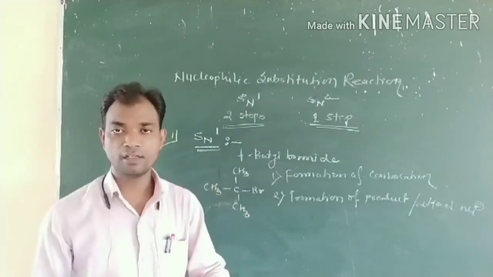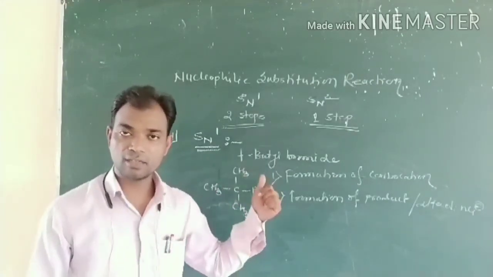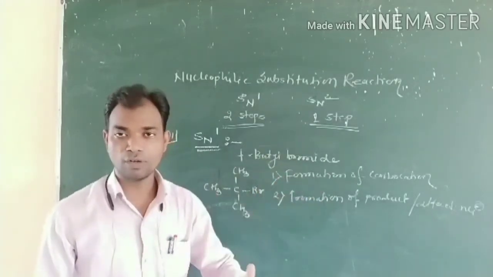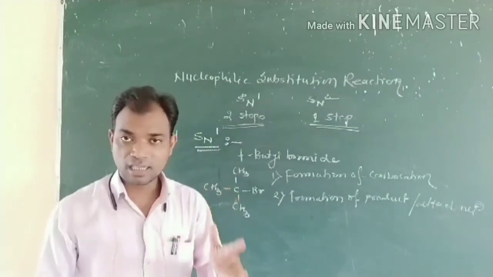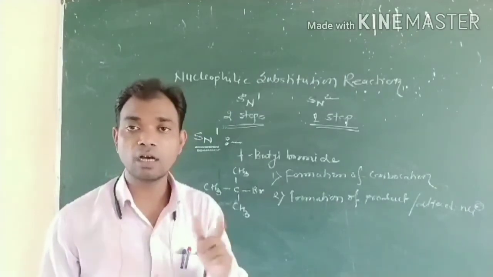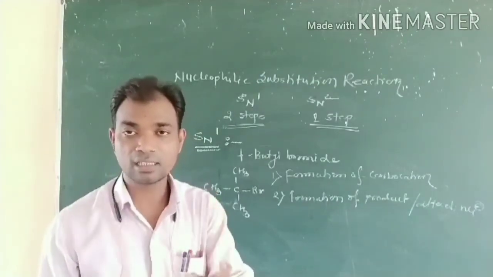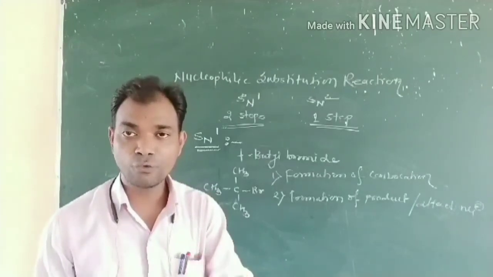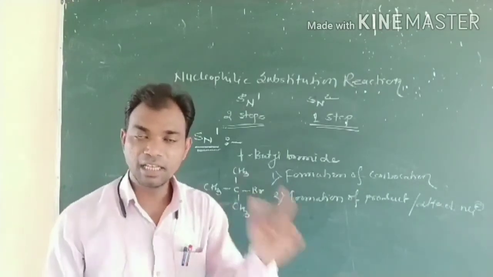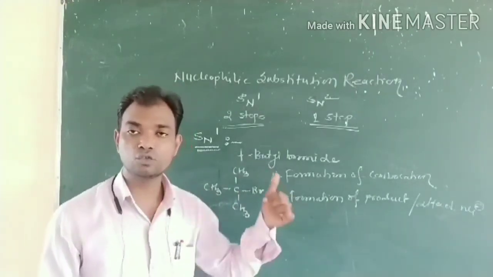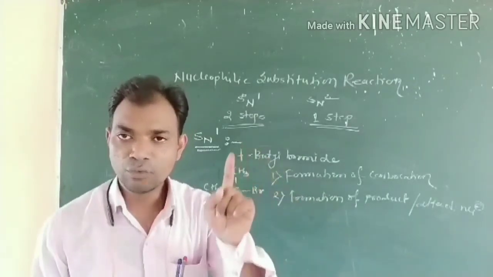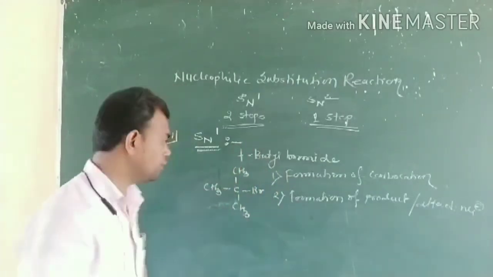The solvent used in the SN1 reaction mechanism is a polar protic solvent. Instead of a polar protic solvent, if we use a polar aprotic solvent, there is less capacity to form the carbocation. That means here you must require a polar protic solvent. Then why do we need to use the polar protic solvent, friends?